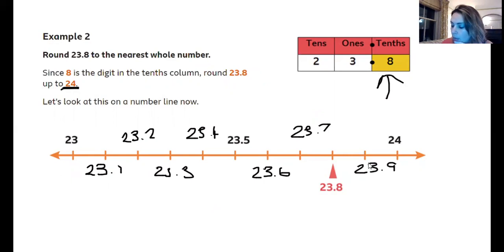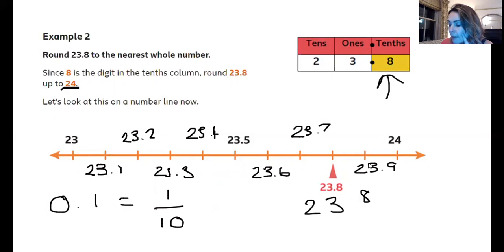And we know that that 0.1 means 1/10. We've remembered that from hopefully our fractions, that we know 0.1 is the same as 1/10. And we can see here we've got 23.8, which is the same as 23 and 8/10, which is represented here in the place value grid.